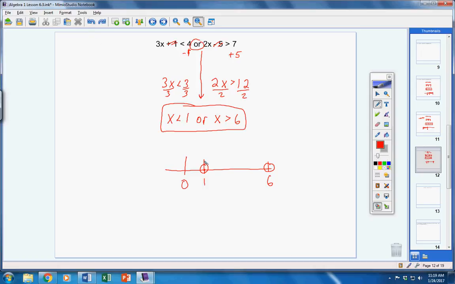X is less than 1, going this direction. X is greater than 6, going this direction. If you want to use the other form of graphing where you kind of go like this and put an arrow, I have no problem with that. There we go. Notice it is an or situation. It's either less than 1 or it's greater than 6.